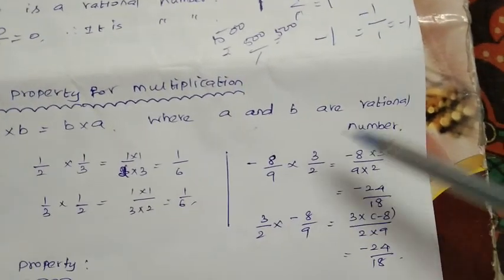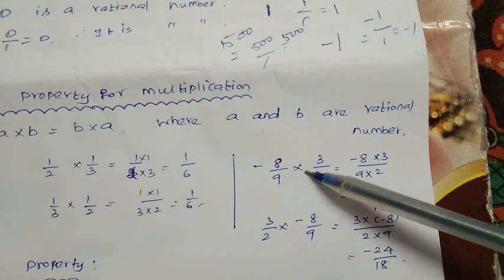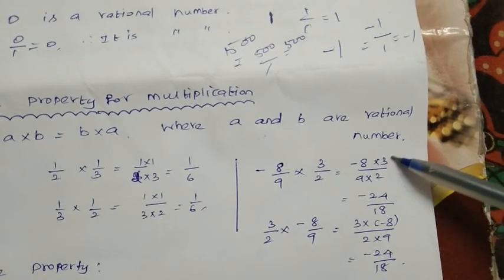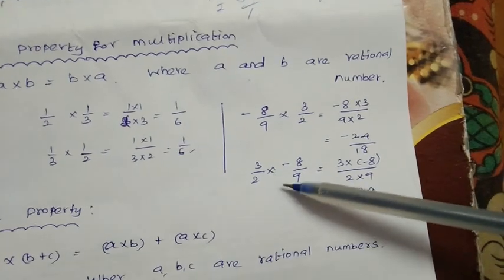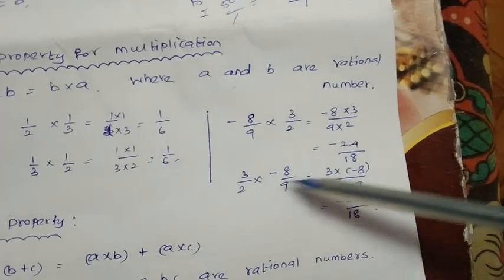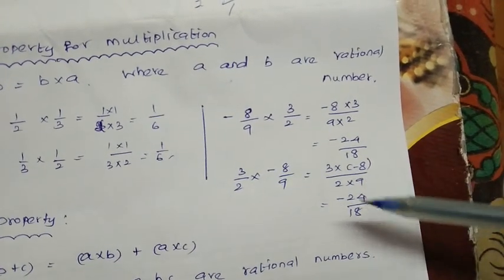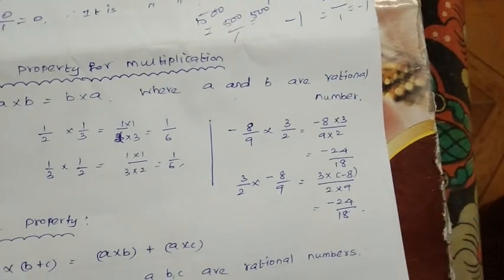Another example, if you have a negative number, minus 8 by 9 into 3 by 2, so minus 8 into 3 divided by 9 into 2. Similarly 3 by 2 into minus 8 by 9, so 3 into minus 8 divided by 2 into 9, that is minus 24 divided by 18.